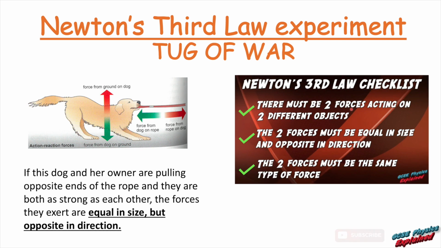If we work through Newton's third law checklist to make sure that it actually is Newton's third law that we're looking at here, there must be two forces acting on two different objects. Well, there is. There's a force from the dog on the rope, and there's a force from the rope on the dog. So the rope's got a force acting on it, and the dog's got a force acting on it. The two forces must be equal in size and opposite in direction. Well, they are. From the diagram, you can see the size of the arrows and the direction of the arrows. And the two forces must be the same type of force.